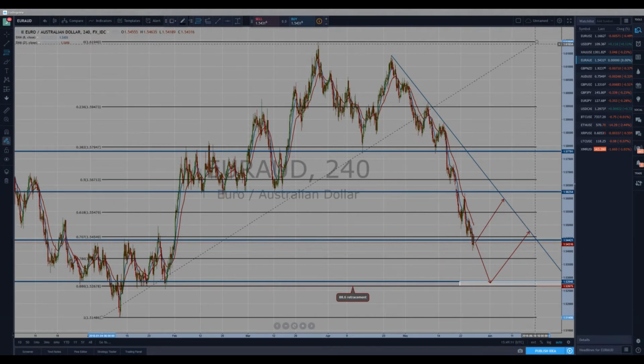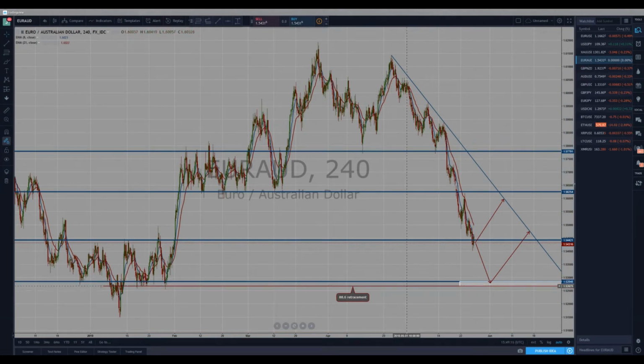I'm going to get rid of this Fibonacci retracement. So you can see the 80.6 is down here. That's really close to this support and resistance level. So that's the reason why I've labeled that as well. Again, there is a 78.6 in between these two support and resistance levels. So that's something to keep an eye on.